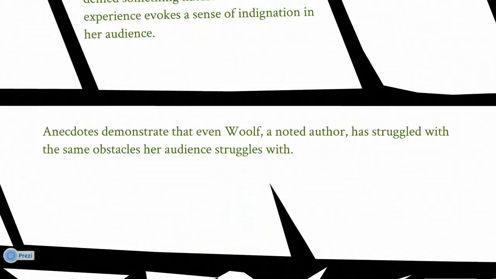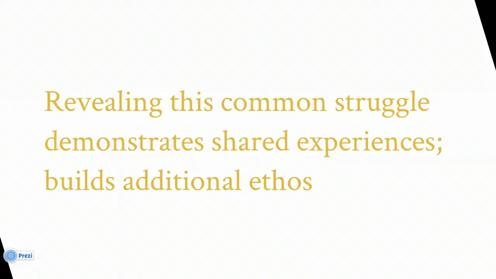So looking at both of those anecdotes, in addition to the ethos that her anecdotes provide that we've already talked about, she's actually building even more ethos here. These further anecdotes demonstrate that even Woolf, a noted author, has struggled with the same obstacles that her audience struggles with, and she desires the same thing they desire. Disposable income, which is what the cat symbolizes. So she has the same values, the same experiences that they've had.